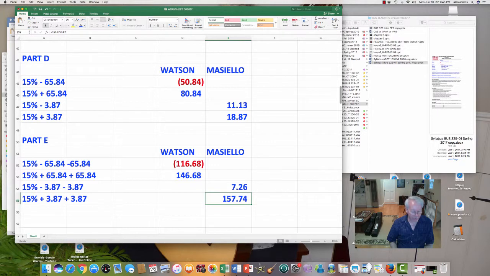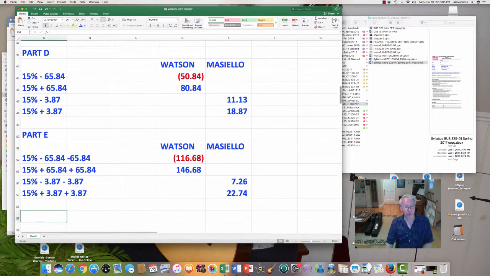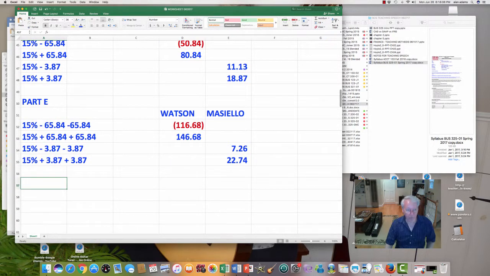So it could go as high. That number does not look right for some reason. What's wrong here? Okay, let's try that one more time. 15 plus 3.87 plus 3.87. Okay, so Masiello has a 95% chance of its return going as low as 7 and as high as 22, even though we're expecting 15. Those are the conclusions that standard deviation leads us to.